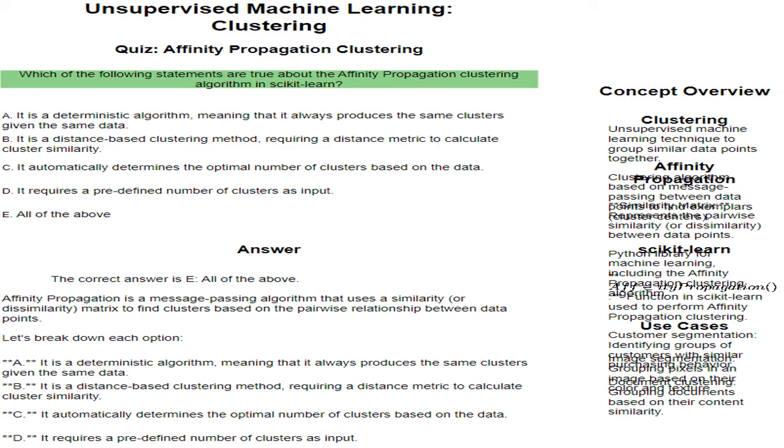A. It is a deterministic algorithm, meaning that it always produces the same clusters given the same data. Correct. Affinity propagation, while iterative, uses a fixed set of parameters and calculations, resulting in consistent cluster formation for the same input data. Therefore, it's considered deterministic.